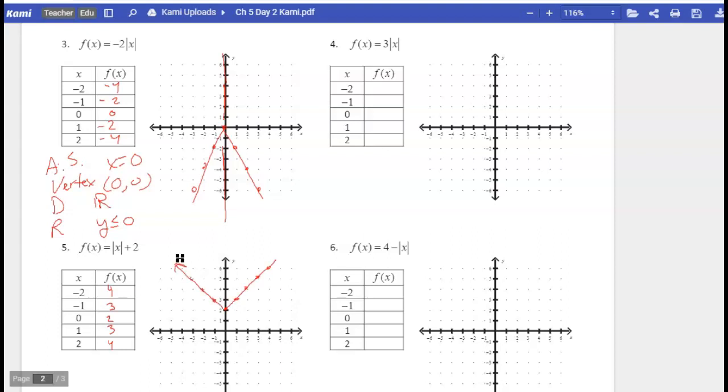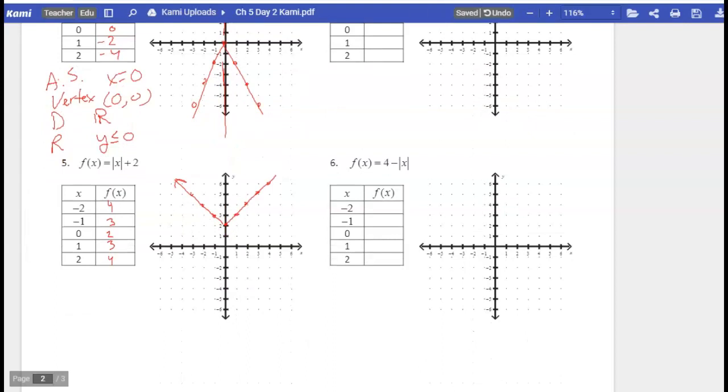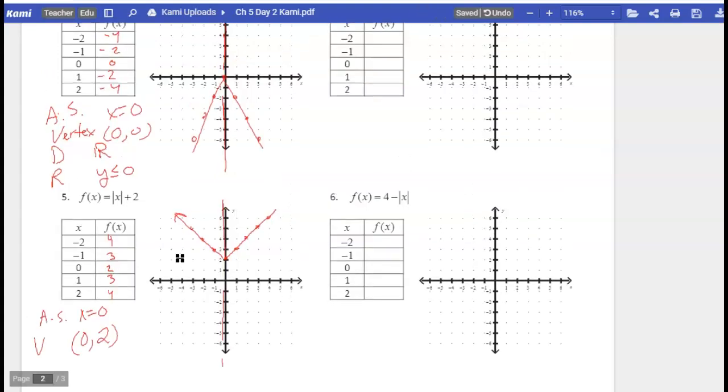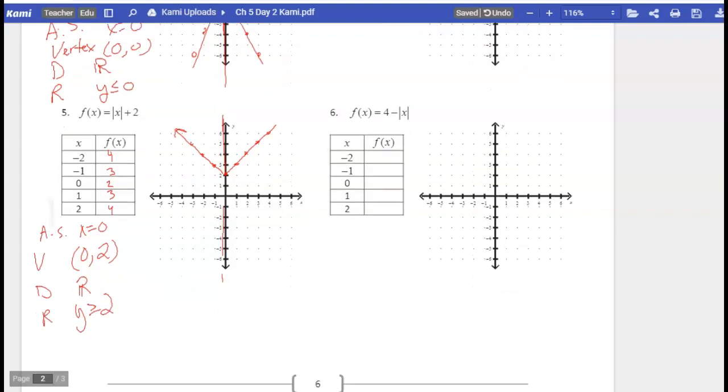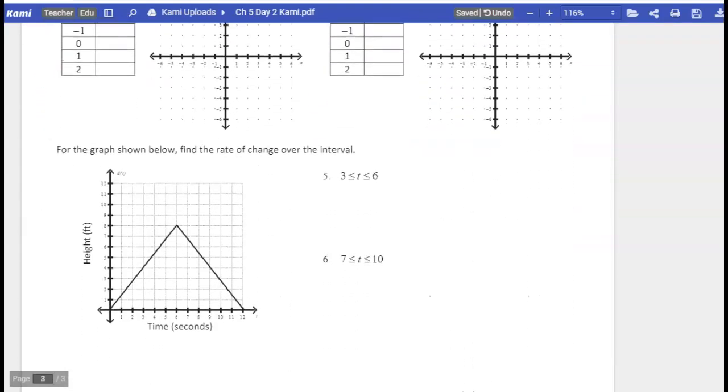And same thing here. So what's our axis of symmetry? Well, that doesn't change. It's still being reflected right here. So our axis of symmetry is x equals 0. Our vertex is now 0, 2, and that's a minimum point. This one up here is a maximum point. Our domain hasn't changed on any of these yet today, all real numbers, but our range is now greater than or equal to 2.